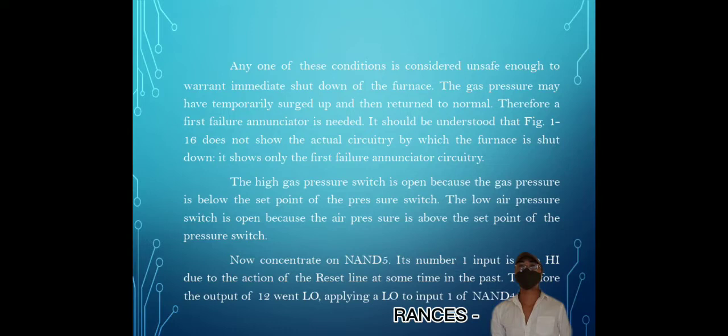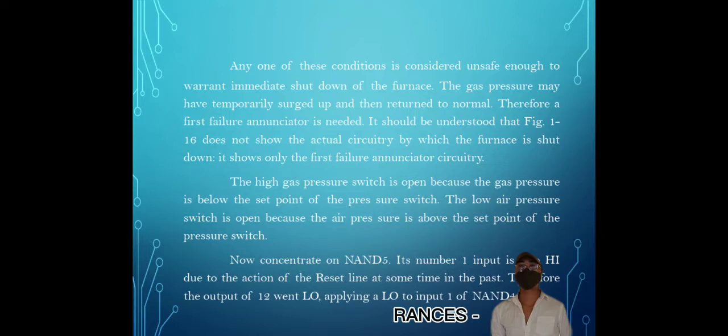It is to be understood that the figure does not show a full circuit which shuts the furnace down. This is only the first failure annunciator circuit. The high gas pressure switch is open because the gas pressure is below the set point of the pressure switch. The low air pressure switch is open because the air pressure is below the set point. The pressure switch is closed when the air pressure is above the set point of the pressure switch.